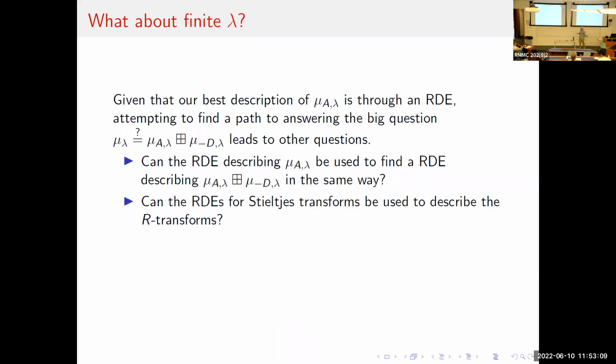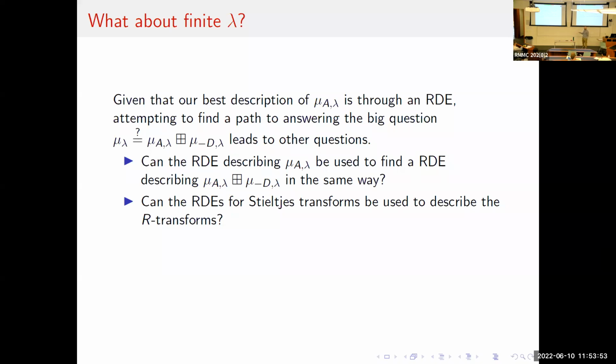So a more natural question might be, can we use these RDEs for Stieltjes transforms to describe the R transforms? Because R transforms work much nicer with free convolution. So that would be a better function to get a handle on. The problem is that this question is intentionally kind of vague, because there are these deterministic measures that we have here, but they're given by the expected value of some random measures. We want the R transforms of the deterministic ones, but because of the way the RDE is set up, it's easier to get some information about the random measures in the background.